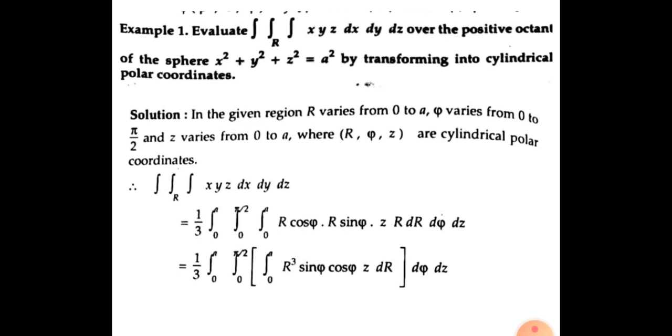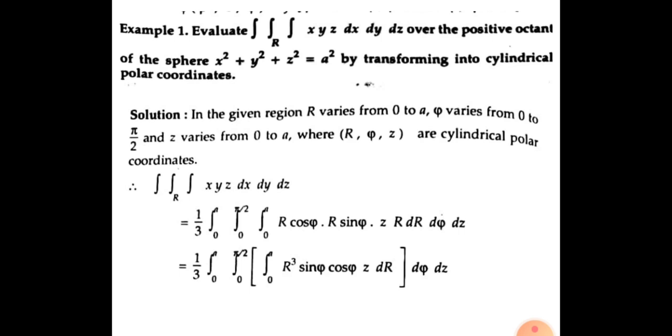Let us take a problem. Evaluate the triple integral of xyz dx dy dz for the positive octant of the sphere x² + y² + z² = a² by transforming into cylindrical polar coordinates. So here, by changing Cartesian to cylindrical polar coordinates, we have to evaluate the given integral over the region bounded by the sphere x² + y² + z² = a².